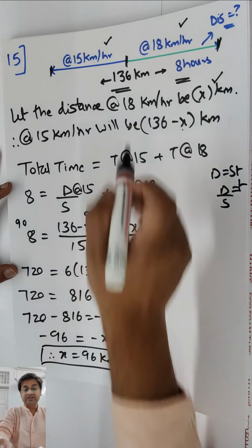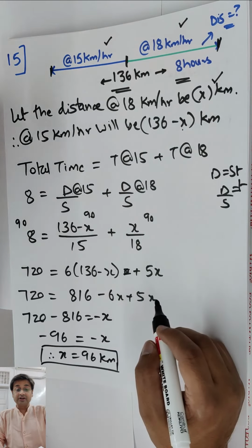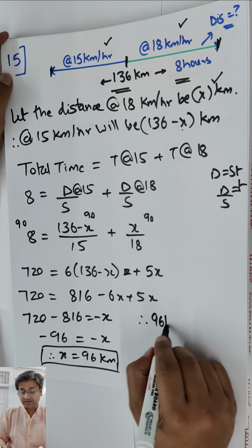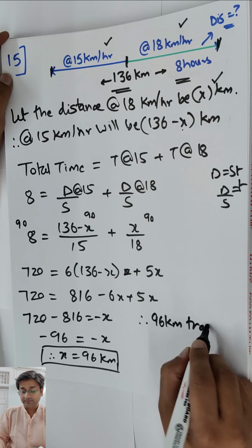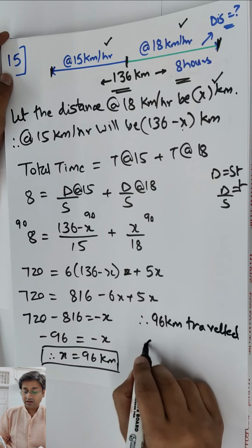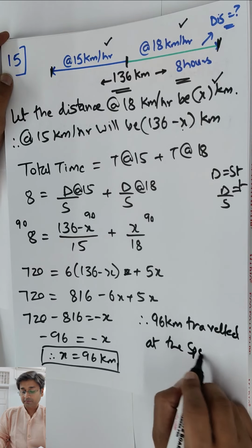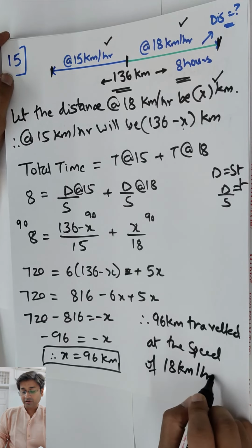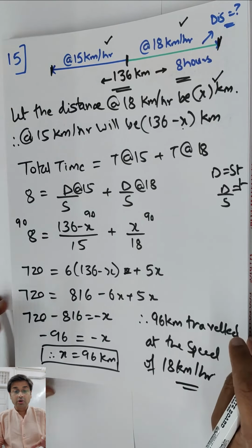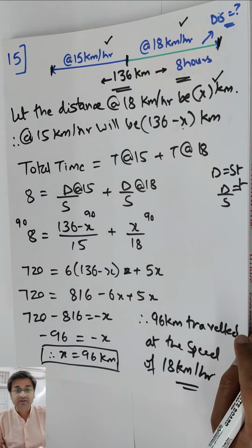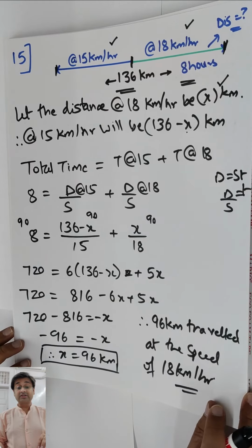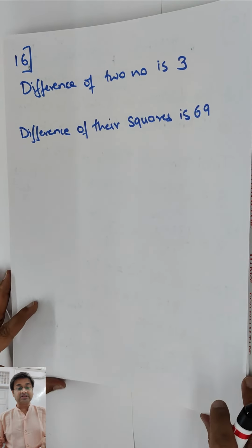So therefore x is equal to 96 kilometers. So this is the distance, the green line that has been traveled at the speed of 18. So you say therefore 96 kilometers traveled at the speed of 18 kilometers per hour. Got it? Don't forget to write the final answer. Otherwise 1 mark will be lost straight away. Put a star beside this sum. Very good question. Let's go with the next one, 16th.